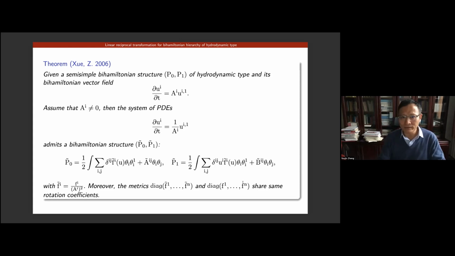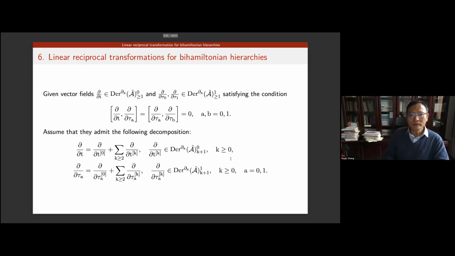So that means that a bihamiltonian structure of hydrodynamic type, after reciprocal transformation, is again transformed to a bihamiltonian structure of hydrodynamic type, and the rotation coefficients are invariant.